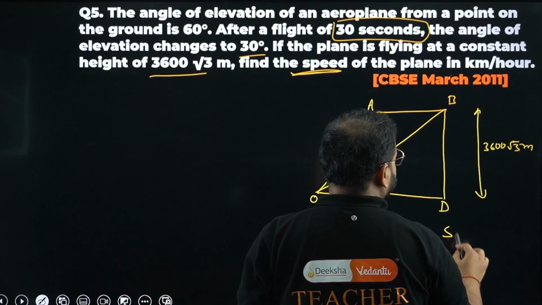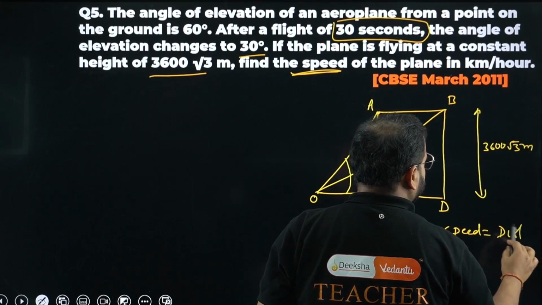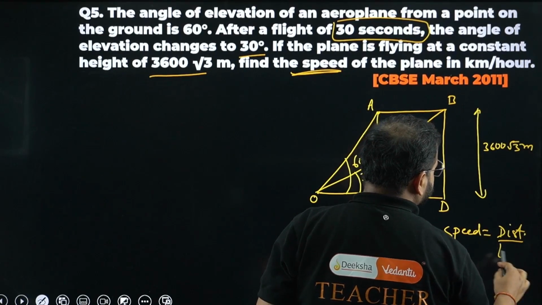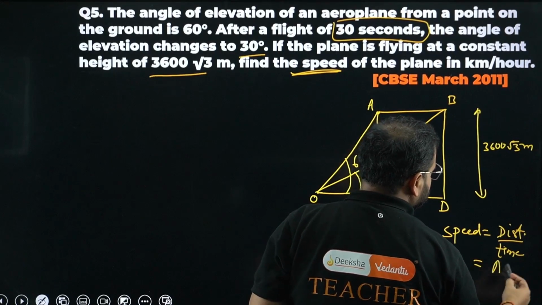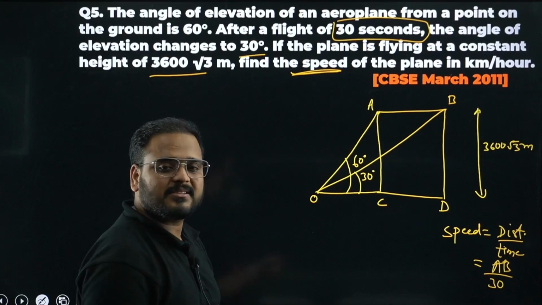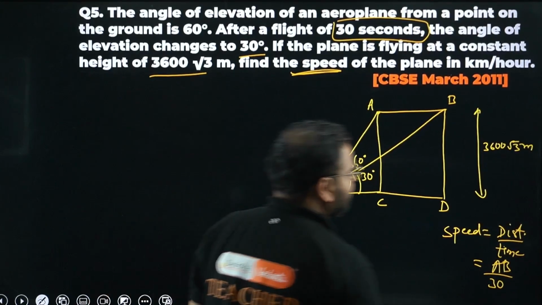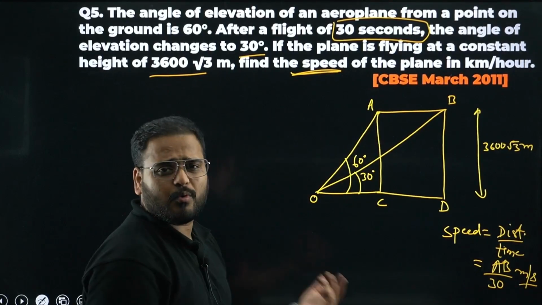For speed we have distance by time. Now what is distance? AB in this case, by 30 seconds. Is that clear? This will again be in meter per second. I have to find it in kilometer per hour. We'll do the conversion, no problem whatsoever.